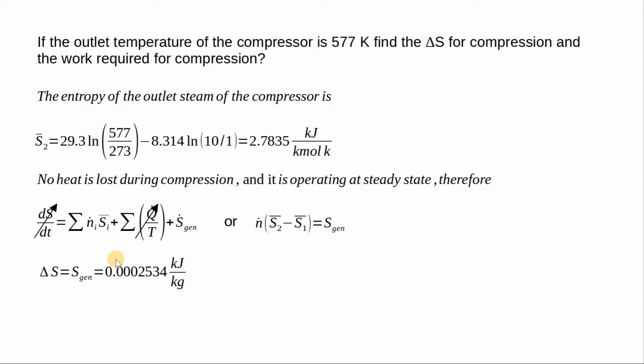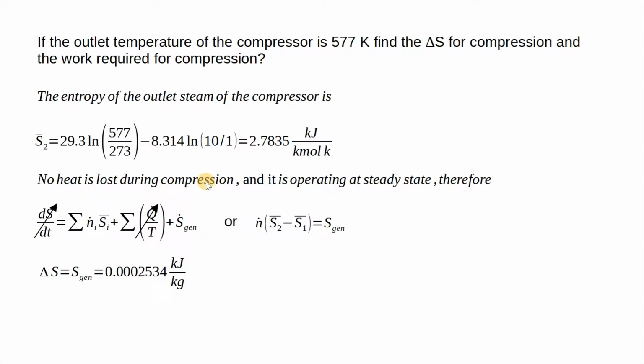Now, what happens if the outlet temperature of the compressor is 577 Kelvin? Find the delta S for the compression and the work required for compression. Now the entropy at the outlet stream of the compressor is S2 equals 29.3 ln 577 by 273 minus 8.314 ln 10 by 1. So we get 2.7835 kilojoule per kmol Kelvin.